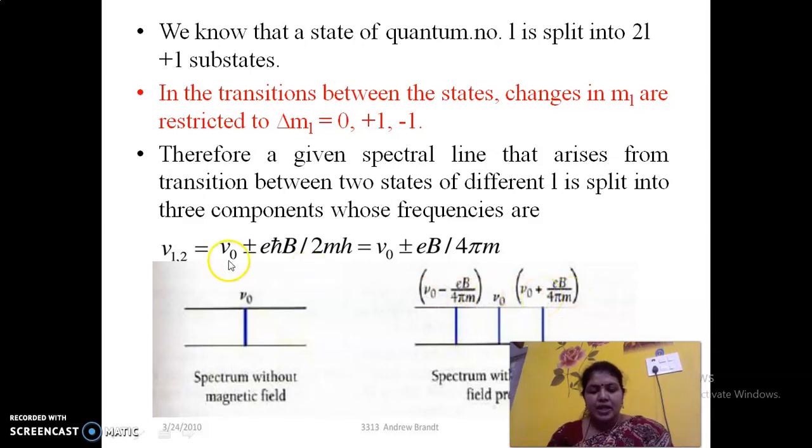Actually, from the last slide, the magnetic energy between the substates would be eħB by 2m. This we have seen. Now energy E is equal to h nu. That is the relation connecting energy and frequency. So if we want to have frequency nu, then E should be divided by h. Therefore, the two other components get the value nu naught plus or minus eħB by 2m by h. So when you substitute the value of ħ, which is equal to h by 2 pi, you get nu naught plus or minus eB by 4 pi m.